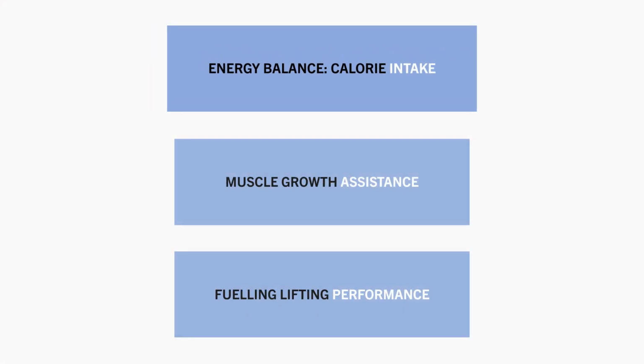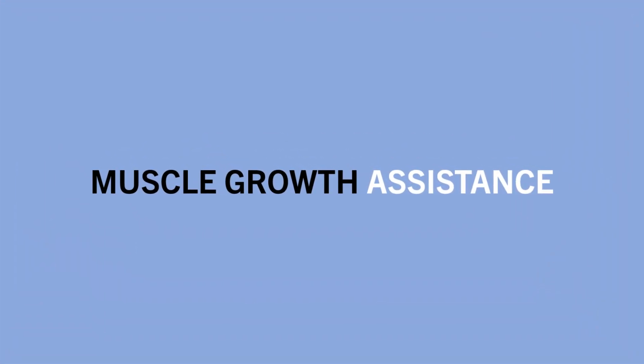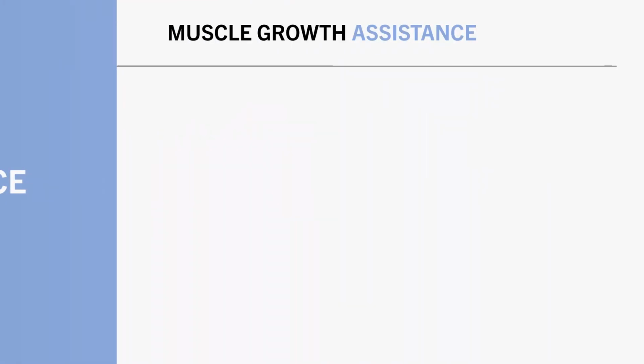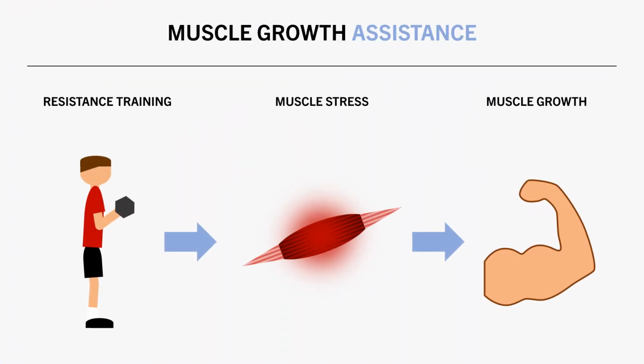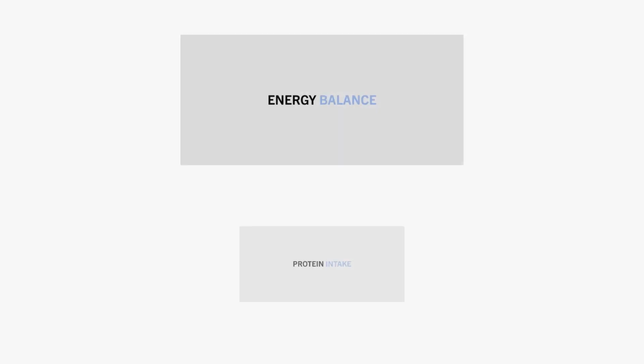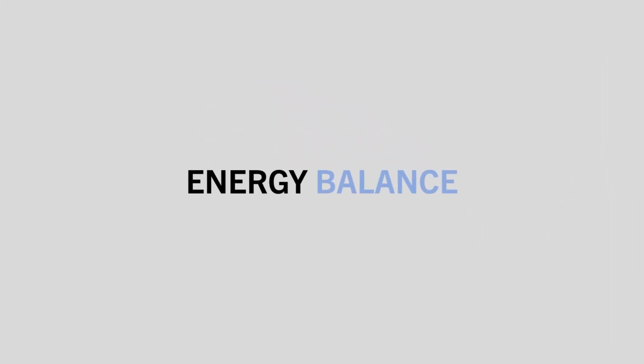The second role that diet plays relating to body composition is to assist muscle growth. As we mentioned, resistance training is the stimulus for muscle growth. So while our diet isn't going to trigger muscle growth from scratch, it can assist in the muscle building process. There are 2 primary ways in which we can manipulate our diet to maximize the muscle growth response from training. The first is via energy balance.